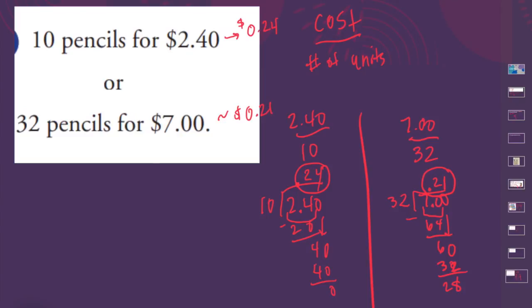So which one costs less? Which one is the better deal? Well, to buy 32 pencils for $7, because in that case, each pencil is about 21 cents.